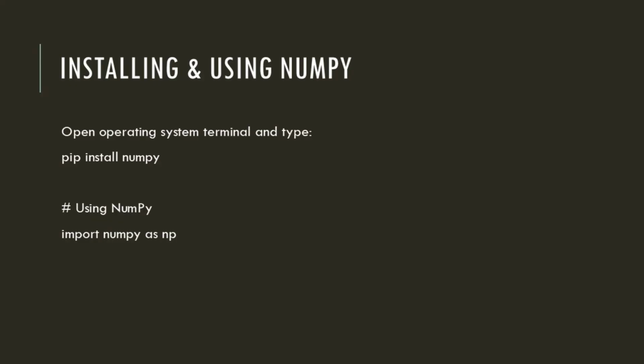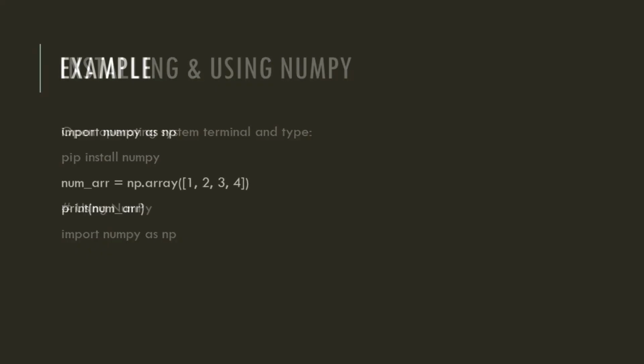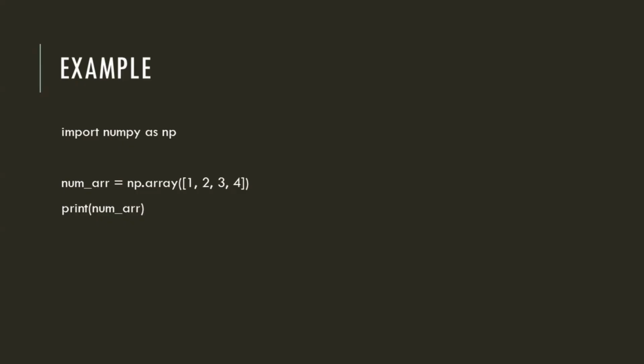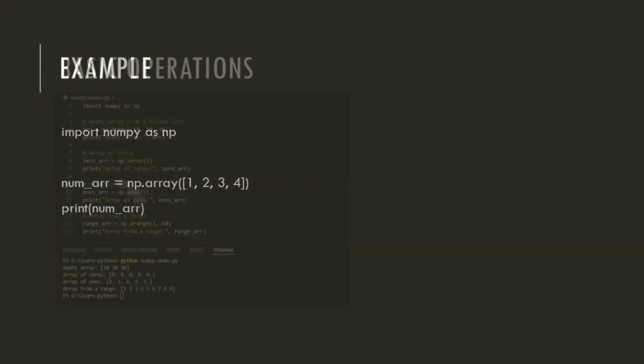NumPy introduces a new data structure called an ndarray, a powerful, fast, multi-dimensional array. For example, numarray = np.array([1, 2, 3, 4]), print numarray. A question may arise: why use NumPy arrays when we can use Python lists? The answer is that NumPy arrays are faster and more memory efficient than Python lists and are required for number crunching of large data sets.